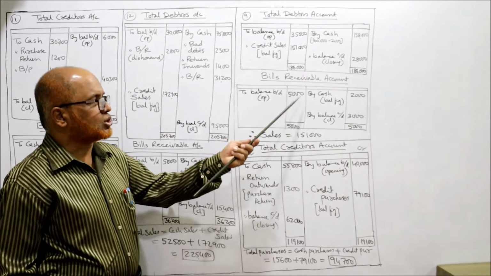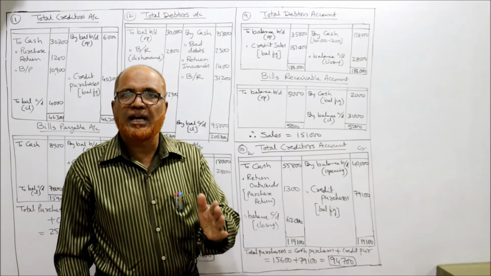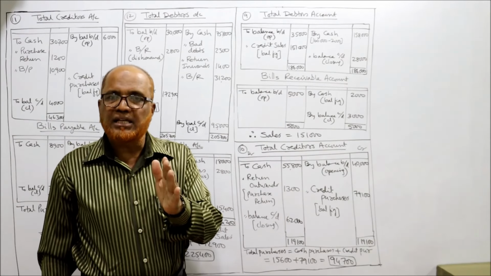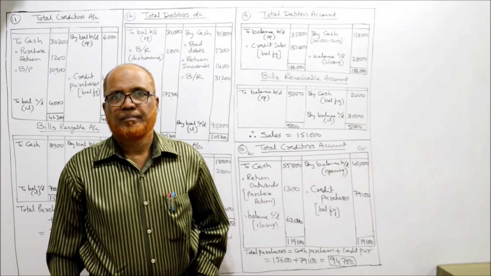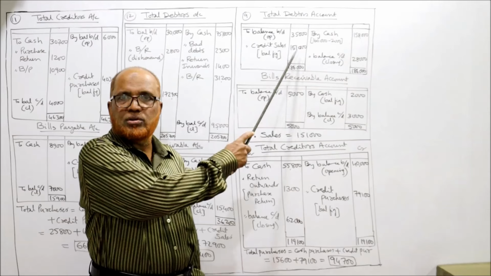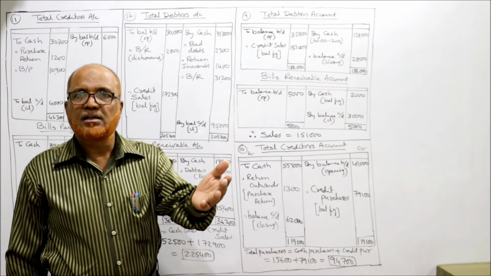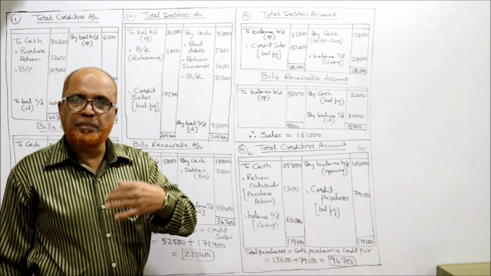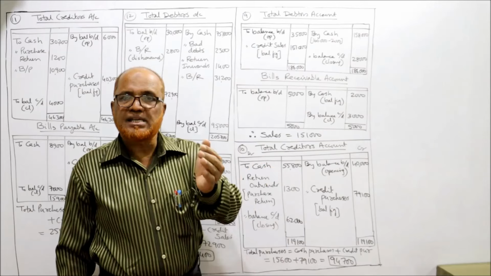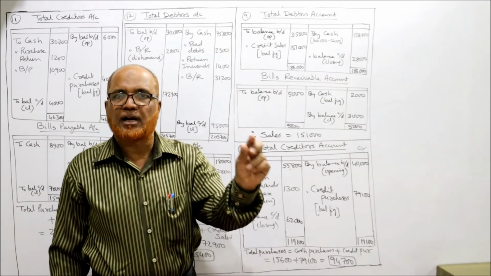Now this account is closed. Bills receivable account is closed. Now we have to find out the balancing figure in debtors. That balancing figure in debtors is the credit sales. Why are we preparing this account? To find out credit sales. When we sell goods to debtors, the entry will be debtors account debit to sales. When goods are sold to debtors, we credit sales and debit debtors.